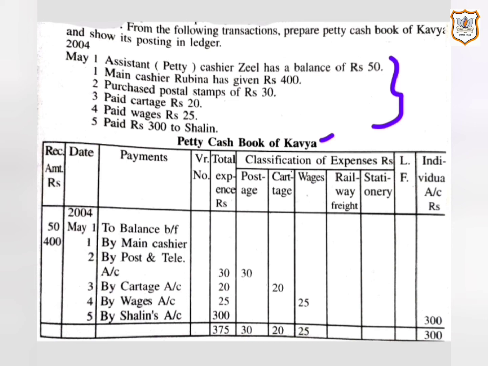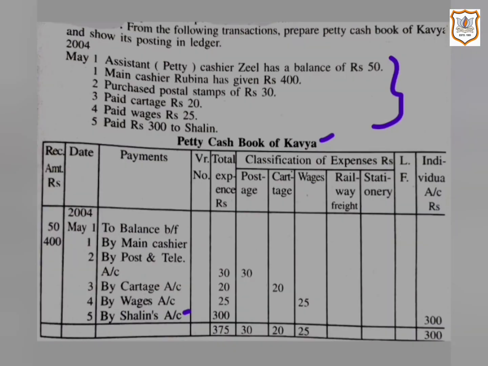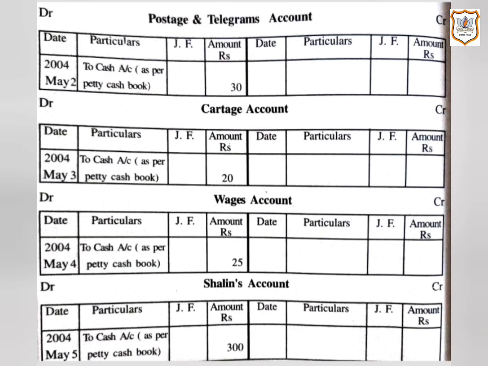Besides this, you can see here there is one transaction connected with an individual, that is Shalin's account we can see here. So here posting is to be made in that account too. So let us see how many accounts will be prepared on the basis of this petty cash book. As per the classification of expenses in petty cash book, accounts for all expenses will be prepared. Here it is. First one is postage and telegrams account, then cartage account, then wages account, then individual account is also there, that is Shalin's account.